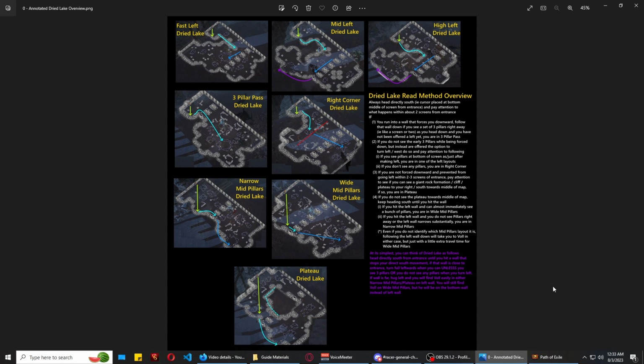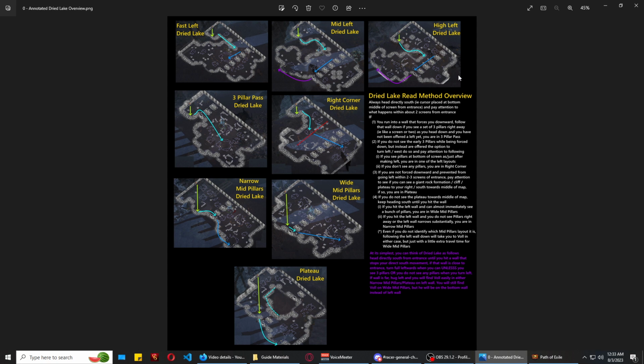So, Dried Lake is a zone that has 8 layouts. However, we only really need to know 6 read methods. This is because there are 3 left hook Dried Lake layouts that you can see at the top here that essentially are the same layout. Really, the only difference is just where vol appears in terms of how far left you need to go. So with that being said, we're going to just treat them as one layout instead of 3 unique layouts.